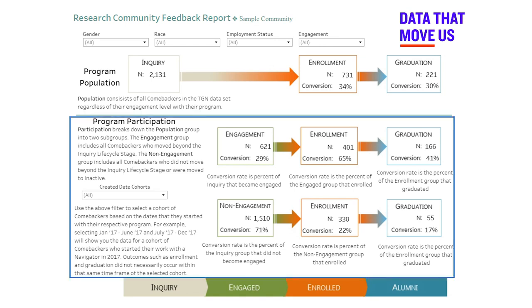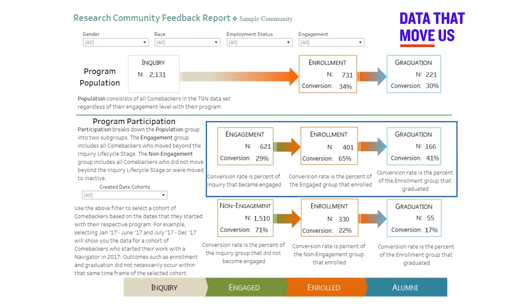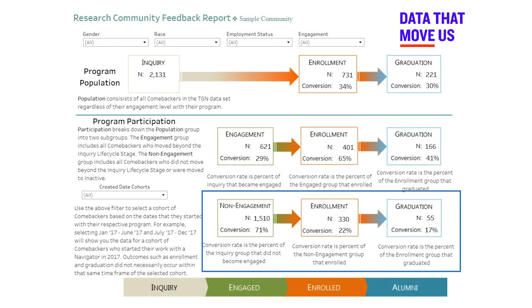And the bottom 2 rows break the full group into subsections, engaged and non-engaged, detailing the progress of 2 subsections of the first group. As we mentioned in the previous module, the engaged group consists of comebackers who have met with the neutral navigator and moved out of the inquiry phase, and the non-engaged group are those who have not met with the navigator and are still considered in the inquiry phase.